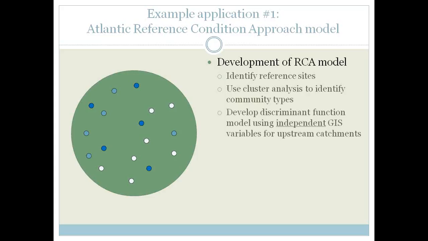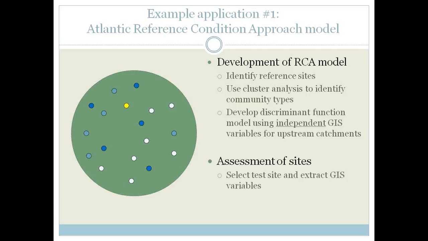So for each of those samples, we would delineate the upstream catchment, and then we would extract a whole suite of geospatial information about those samples. We would then put that geospatial information into what's called a discriminant function model, which allows us to select the geospatial layers that best represent the different clustering groups that we identified in the previous one. The really important thing to note here is that we're looking to use independent GIS variables. So these are things, when we're doing a reference condition approach model, that wouldn't have been affected by human activity.